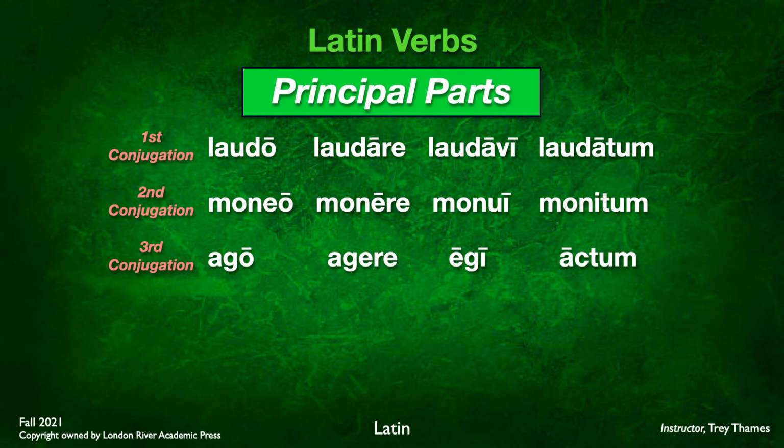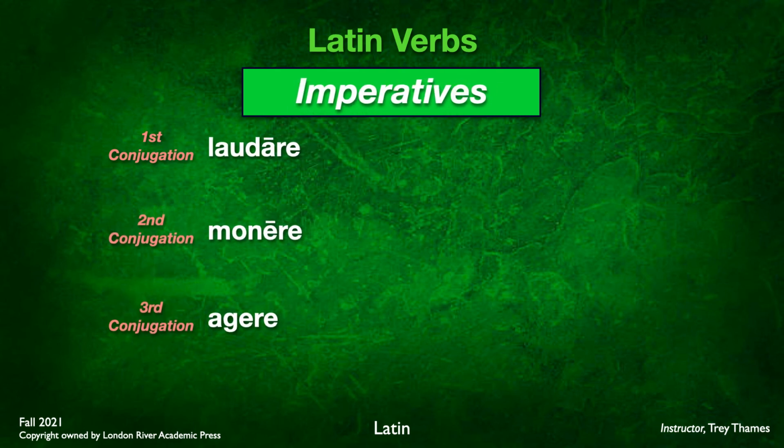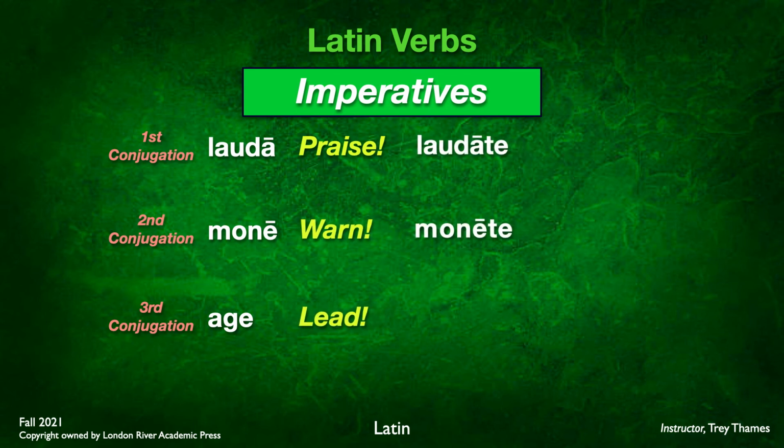So again, we're going to take the second principal part, laudare, monere, and agere. We're going to take those, and we're going to drop off that RE, the infinitive ending, and that is going to give us our imperative singular. So we end up with lauda, mone, age. That's pretty standard. So third conjugation verbs hold the same pattern that we've already learned. Just drop that RE and you end up with the imperative singular. And that's going to translate to praise, a command to one person, or mone, warn, to one, and then lead to one person, age.